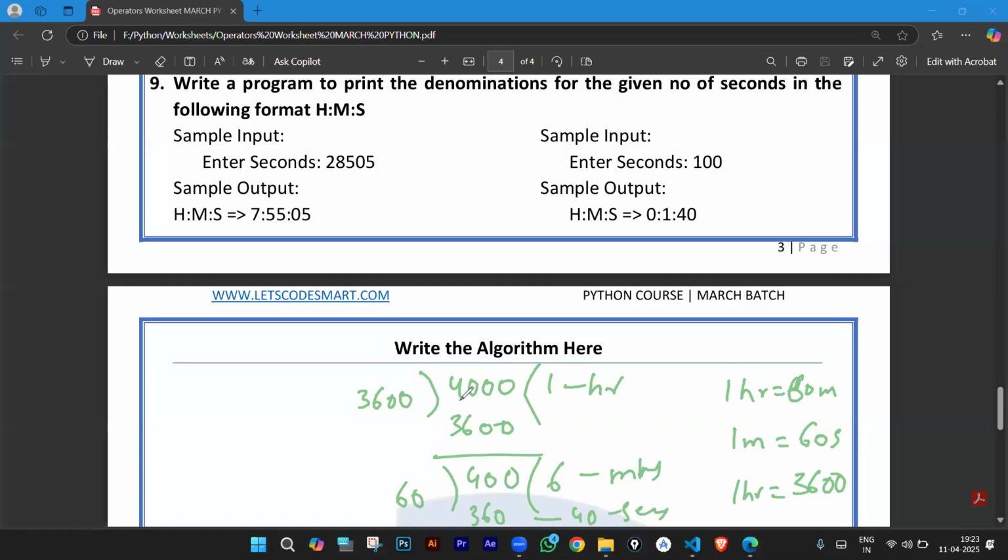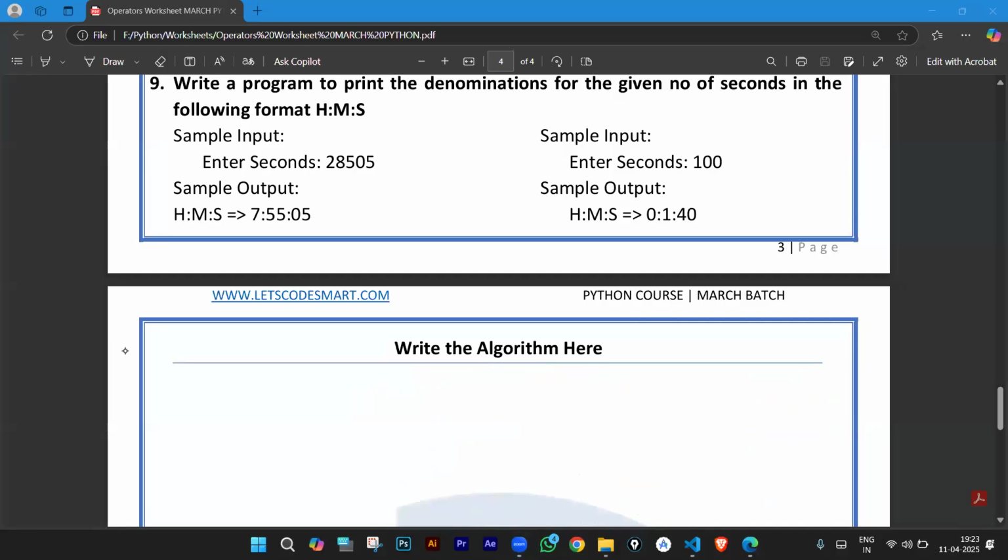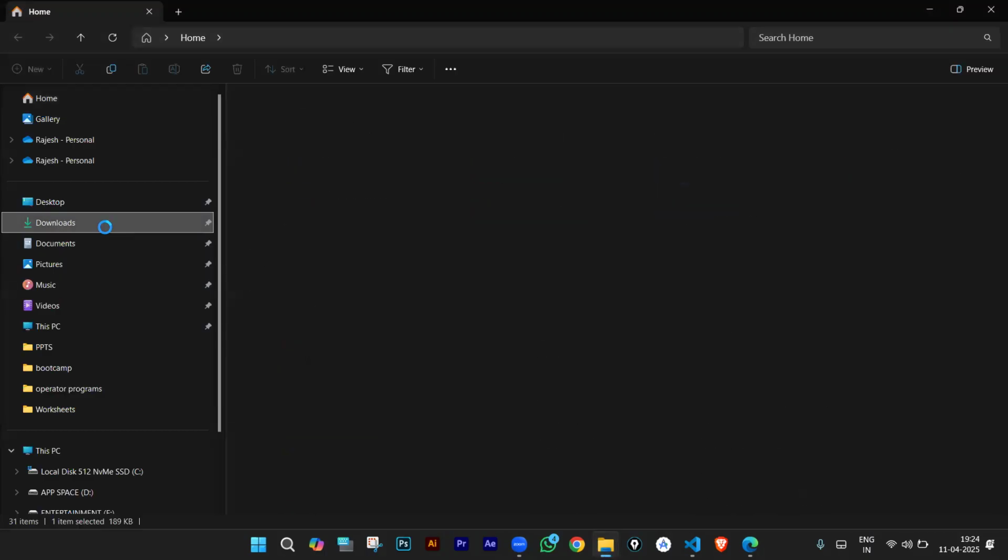So same formula. Divide the number of seconds with 3600. You will get hours. For that remainder, divide that with 60, you will get minutes. If you use modular division for it, you will get seconds. Same thing, same formula. Replace the 365 with 3600, 7 with 60. That's it. You're good to go.